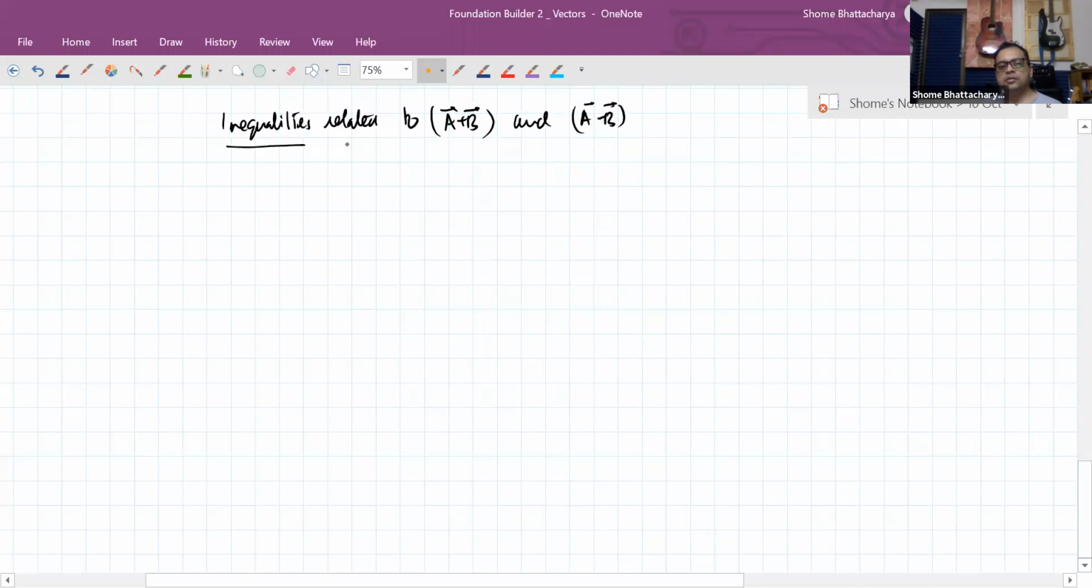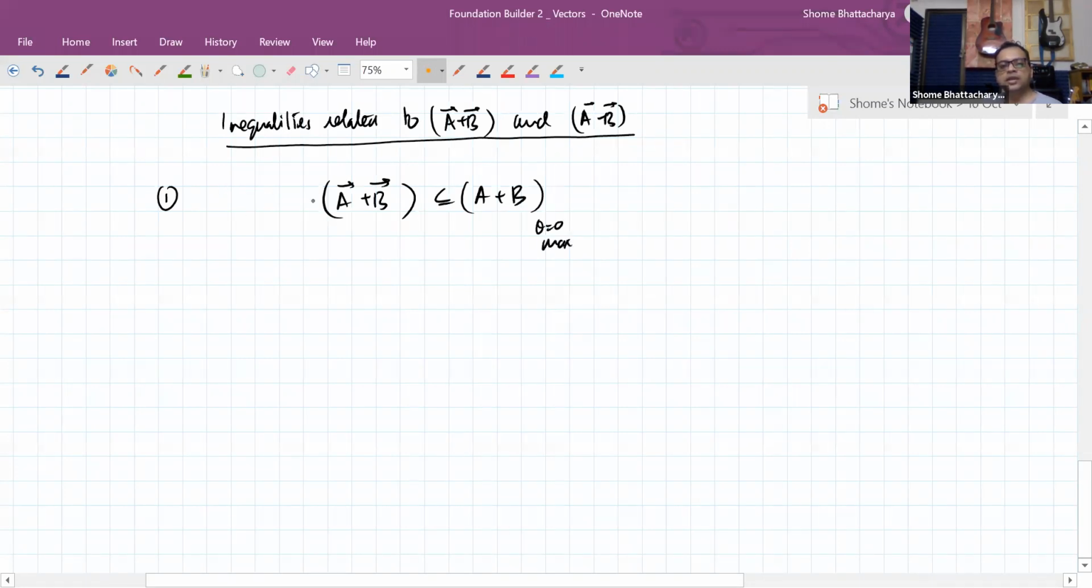Okay. So first of all, for example, you know that the magnitude of a plus b has a maximum possible value of the sum of the magnitudes, and this occurs for theta equal to 0. This is the maximum possible value, and the minimum is the difference of the two, and this occurs for theta equal to 180 degrees.